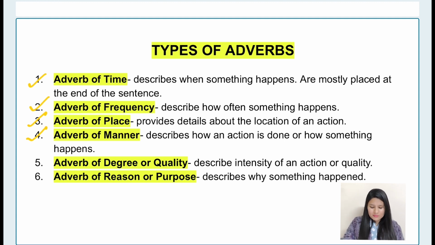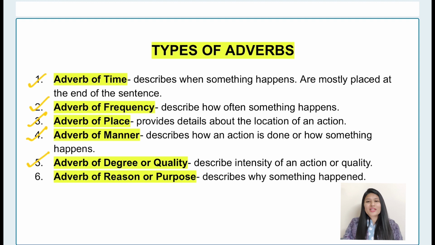Next is adverb of degree or quality. Describes the intensity of an action or quality. Adverb of quality or degree हमें किसी भी एक्शन की या क्वालिटी की इंटेंसिटी के बारे में बताता है, यानी कि वो किस तरह का था, वो एक्शन या वो क्वालिटी किस तरह की है. अब हम इसे सेंटेंस में कैसे यूज करते हैं?